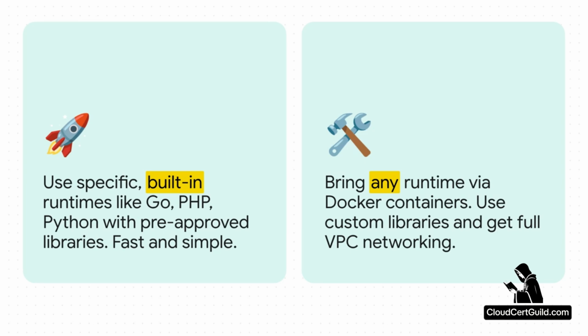So what's the move? This comparison table lays it out beautifully. App Engine Standard, on the left, is all about being streamlined. It gives you super fast, optimized runtimes for things like Go, Python, and PHP, with a set of approved libraries. It's simple, it's fast. But when you have those special needs like we just talked about, you look to the right. App Engine Flexible says, hey, bring your own Docker container. That means any language, any custom library you want, plus full-on integration with your private VPC network.